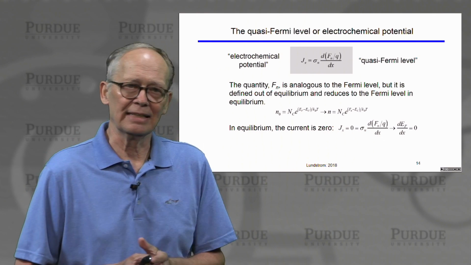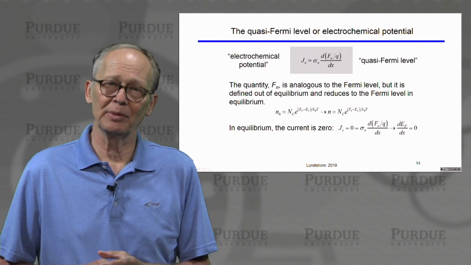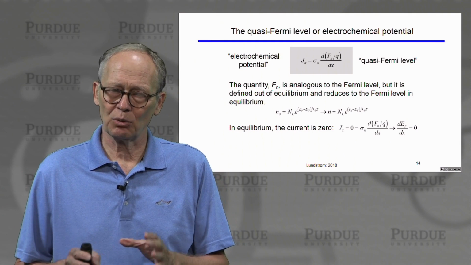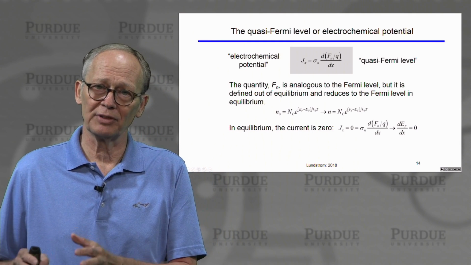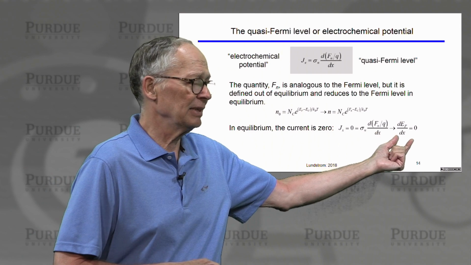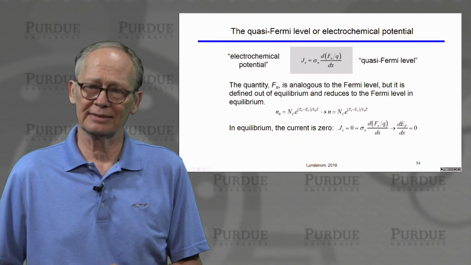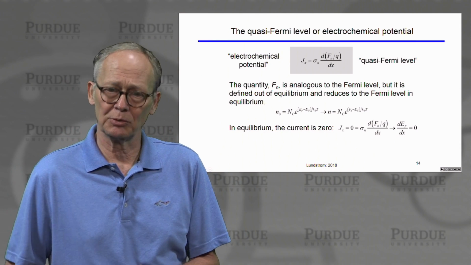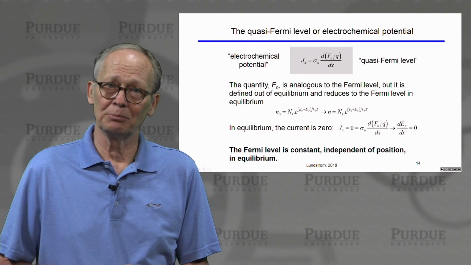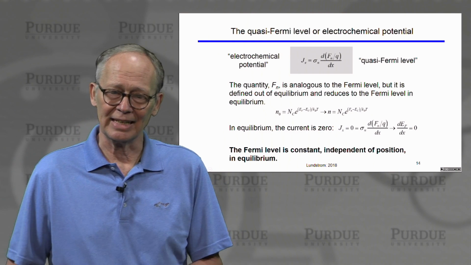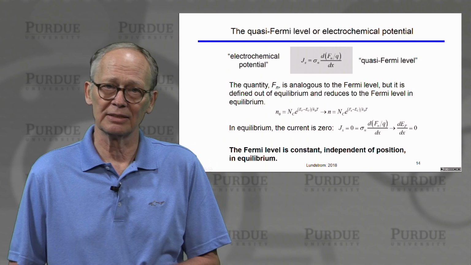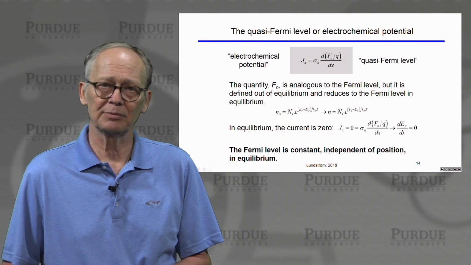That means that the slope of the quasi-Fermi level must be 0, but the quasi-Fermi level reduces to the Fermi level in equilibrium, so that means that the Fermi level is constant, independent of position in equilibrium. That is a really important fact to remember. In equilibrium, the Fermi level is uniform, independent of position.